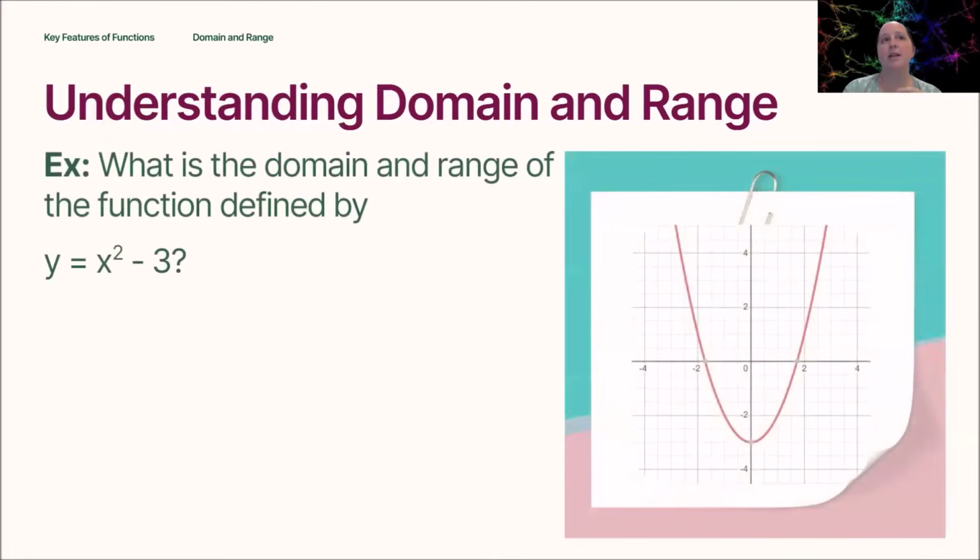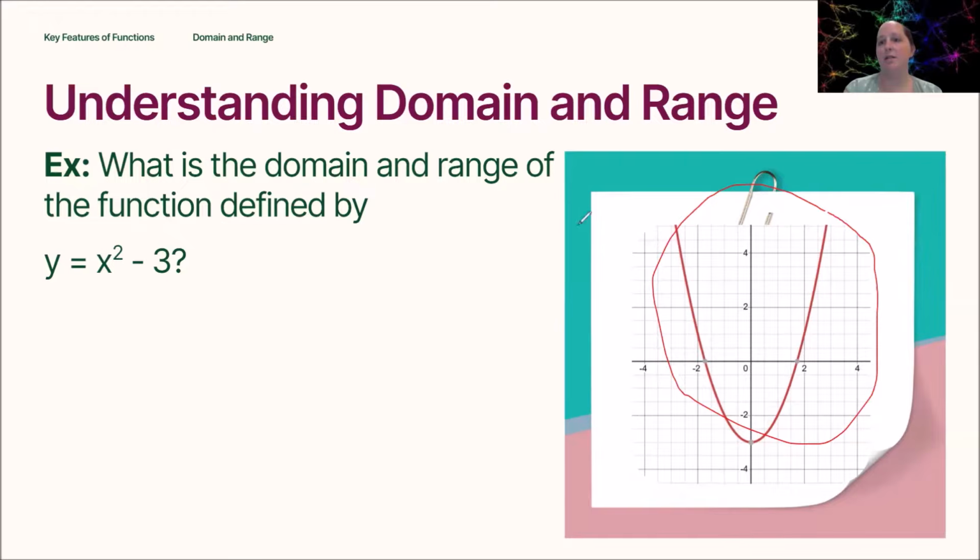So example, what is the domain and range of the function defined by y equals x squared minus 3? So we're looking at this equation, and this graph that they gave us. Basically, I'm looking for my x values. So if I'm looking at this, I'm looking at just my x values.